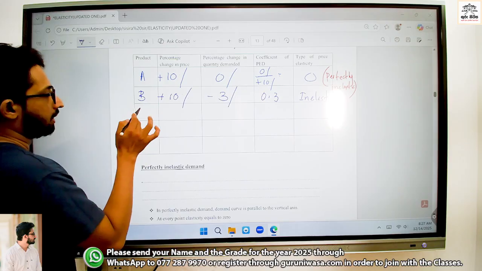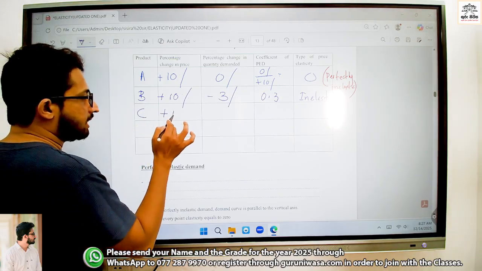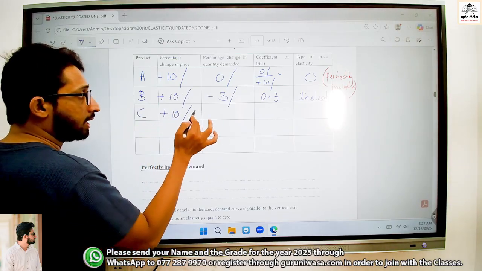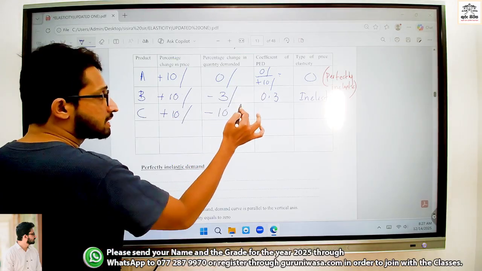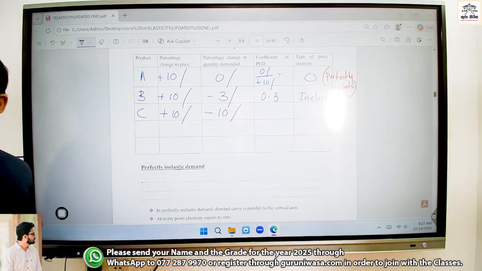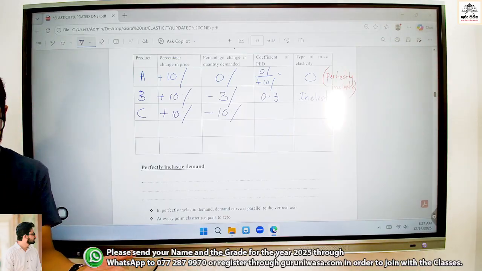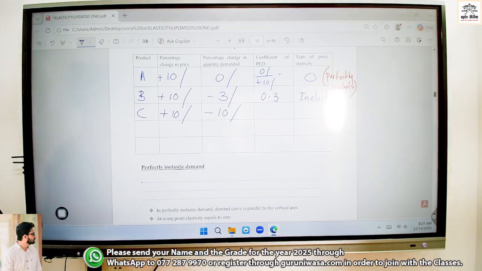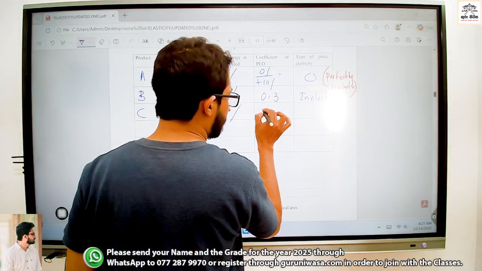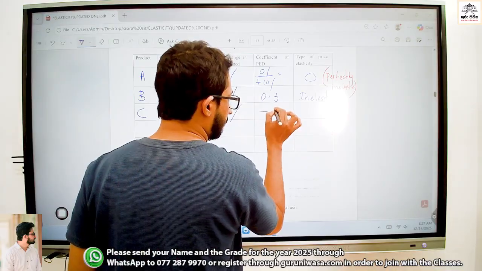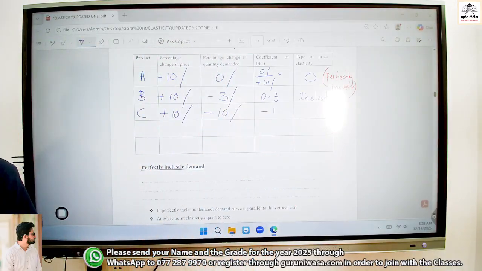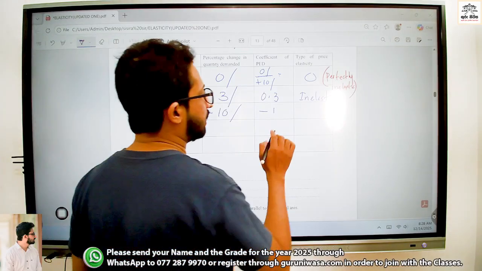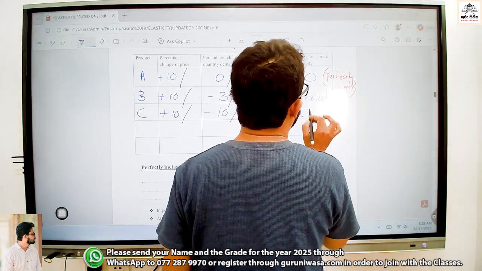Product C. Price increases by 10%. Demand decreases by the same percent. When price is increased by 10%, demand falls by 10%. Okay, how much is the value? PED value is minus 1. Yes, exactly 1. Then what is the category? Unitary. So product C belongs to the unitary category. Write down, the type of elasticity is unitary.